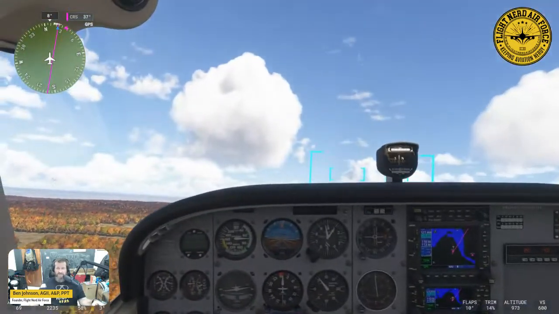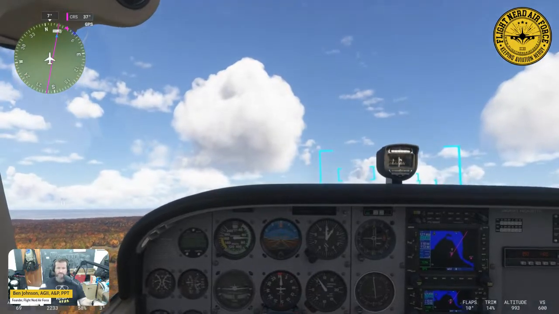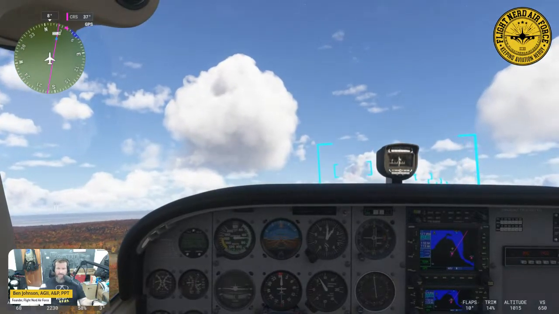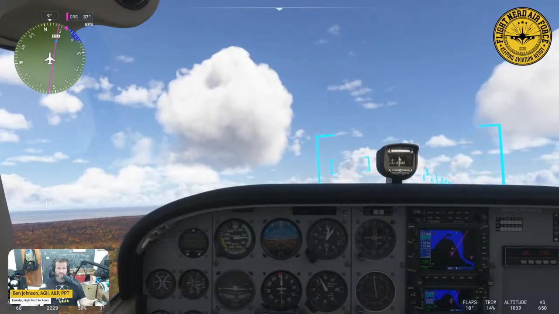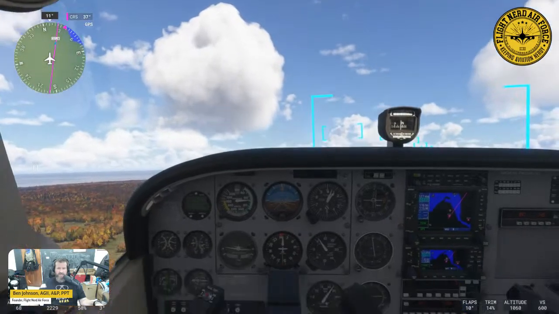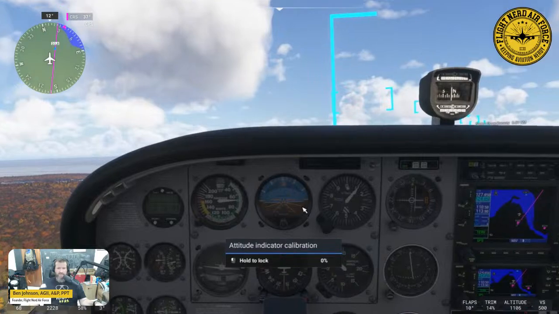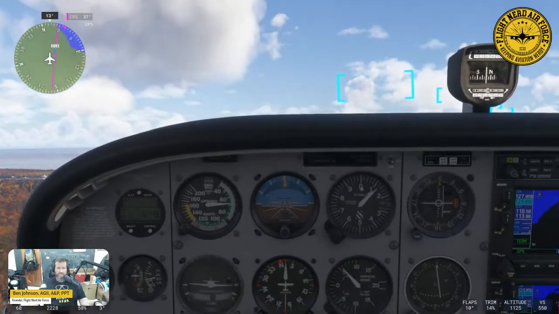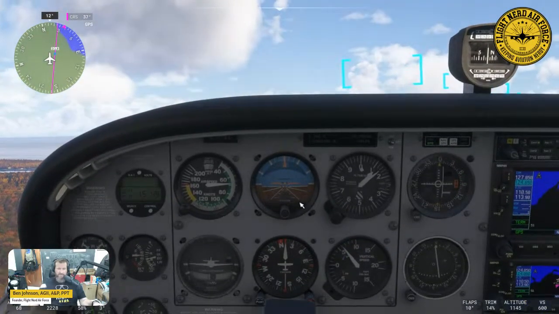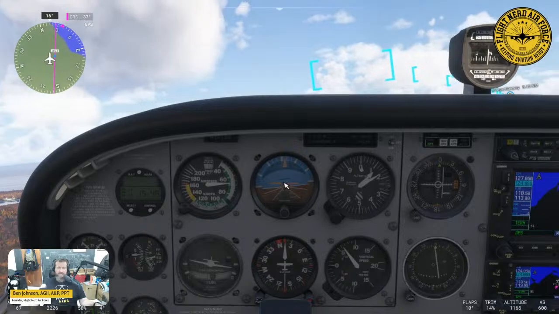Cessna 172, the perfect trainer airplane, four seats. And today we have it set up. I'm going to try and give us a look at two different sets of instrumentation here. We have set up right now what is traditionally known as the six-pack.